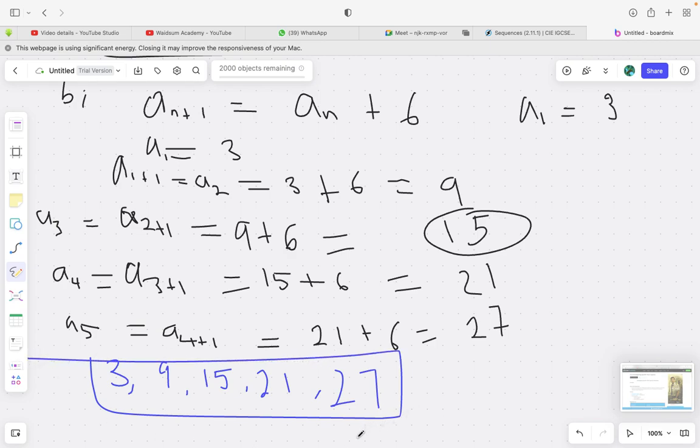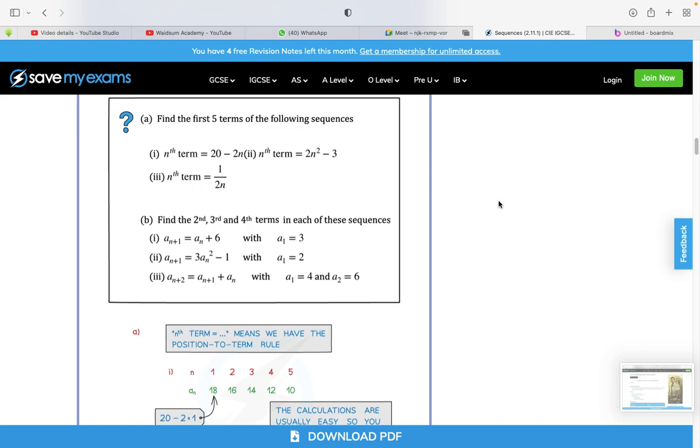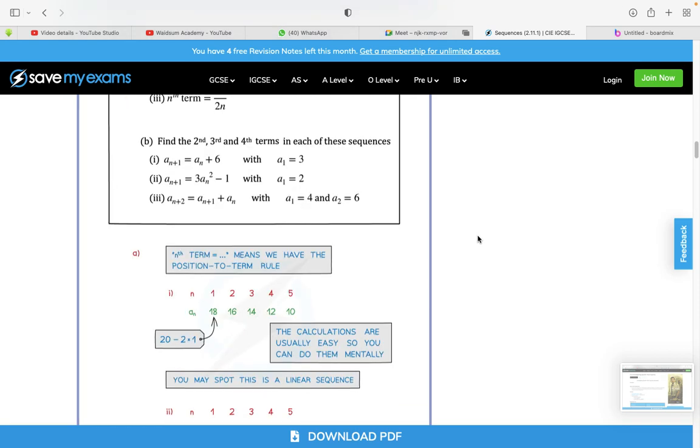To get the next term, you just use the term to term rule. To get the nth term, you use the position to term rule. That's one thing that you have to take away from today's class. So you do this yourself, this and this.